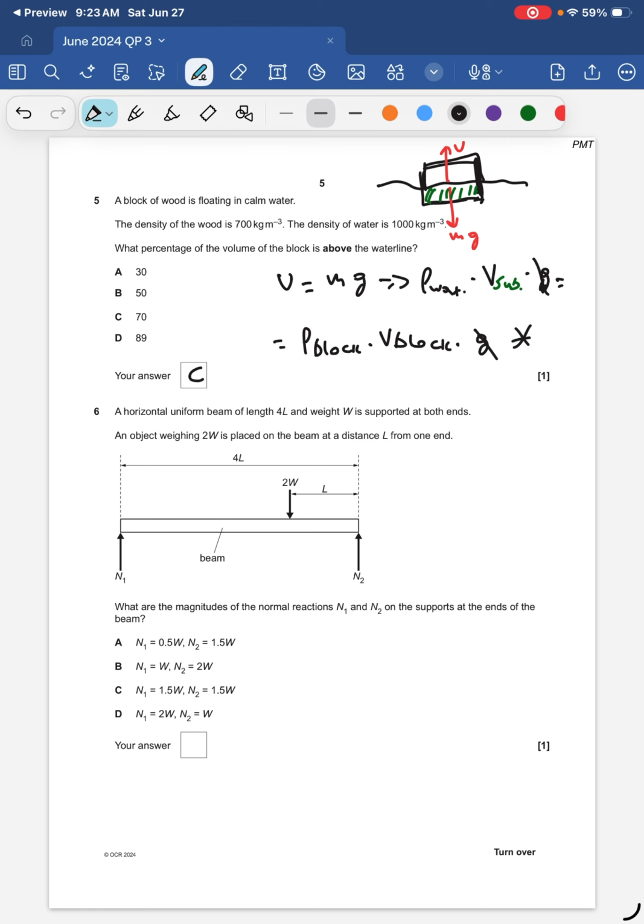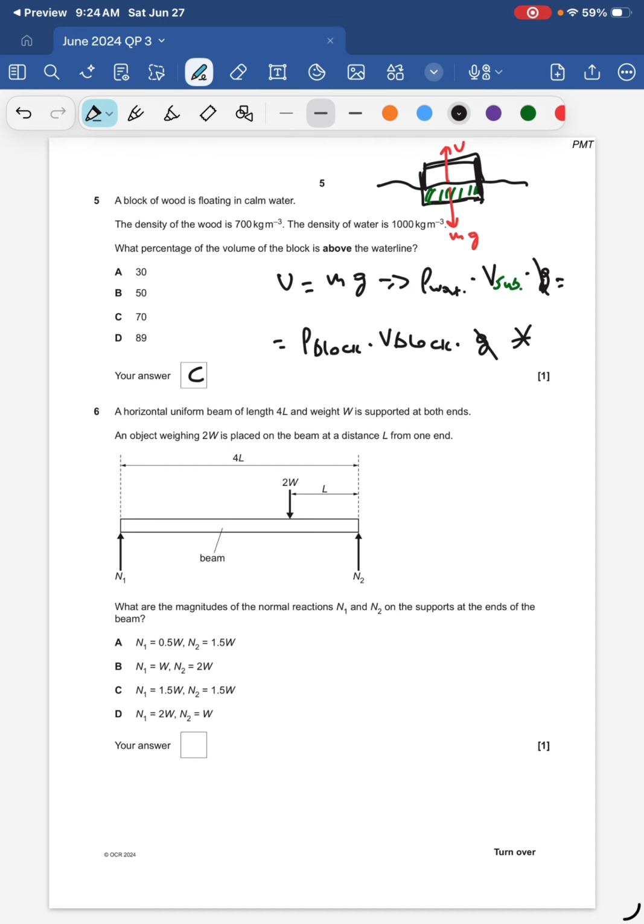Okay, another nice problem was problem 6. You have a horizontal uniform beam of length 4L and weight W supported at both ends. An object weighing 2 times W is placed on the beam at a distance L from one end. What are the magnitudes of the normal reactions N1 and N2 on the supports at the ends of the beam? Basically this is a problem where we have to take moments.